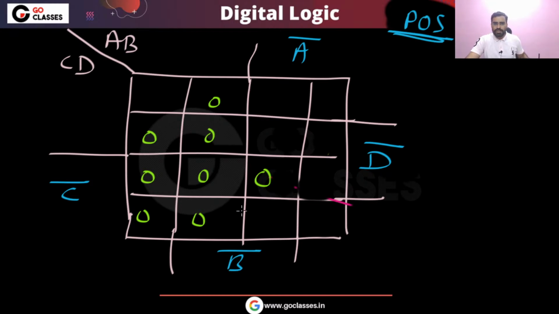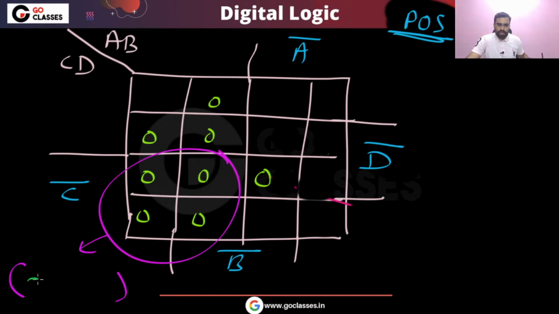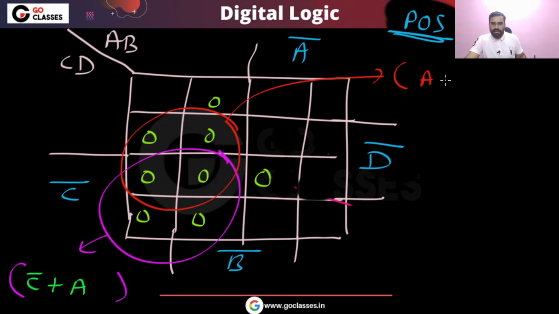Now tell me, here how many areas will you create? You want minimum POS. So which area will you create? You will create this area, correct? Yes or no? This is the size 4 cube you will create. So what will this give you? You will get a sum term. You will get the sum term C bar or A. This is the sum term you will get. What is the next sum term you will get? This will give you A or D bar.